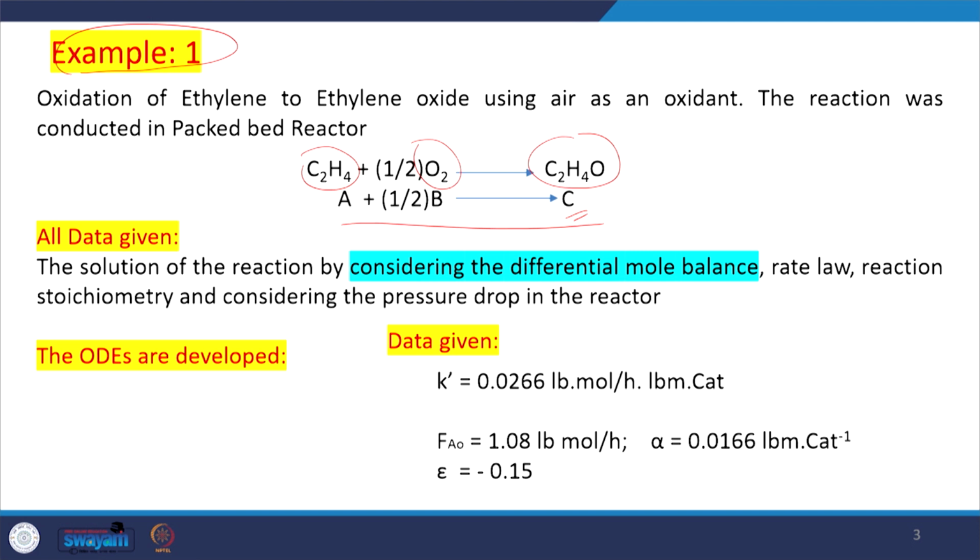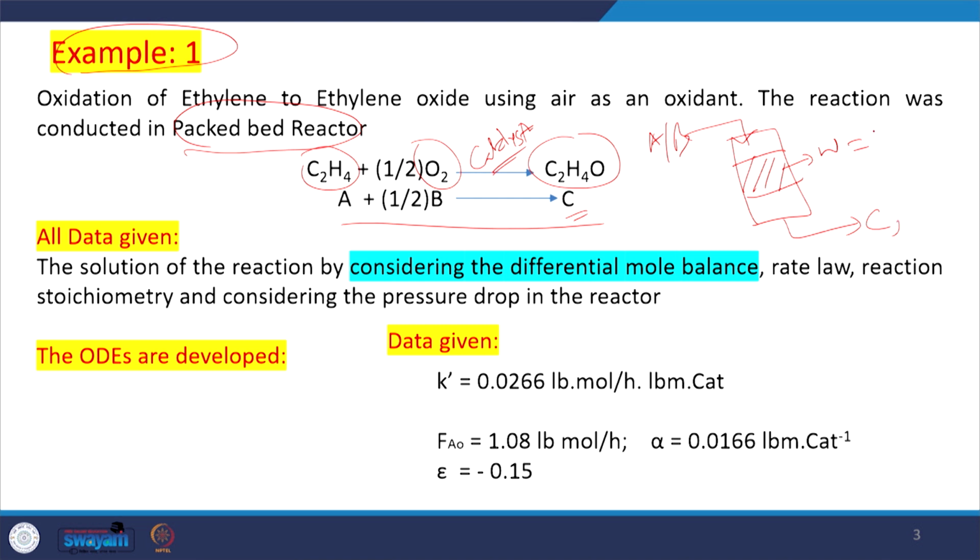If we conduct this reaction in a packed bed reactor, we have to charge some catalyst also. Catalyst is required for this reaction, and it is a solid catalyst. For the design of the reactor, we need to decide how much catalyst we have to place inside the reactor. If this is the weight of the catalyst, reactants A and B pass through here and we get C.